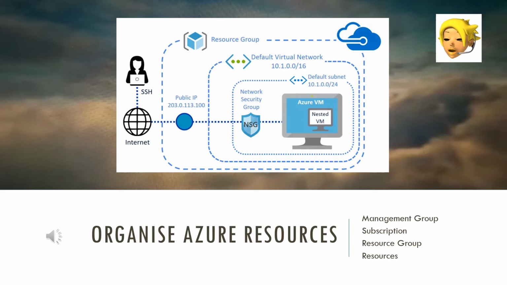Azure provides four levels of management: the management group, subscription, resource group and resources. So what is the relationship between these levels? Management group, subscription, resource group, and the resources. Management groups help you manage access, policy, and compliance for multiple subscriptions. All subscriptions in a management group automatically inherit the conditions applied to the management group.